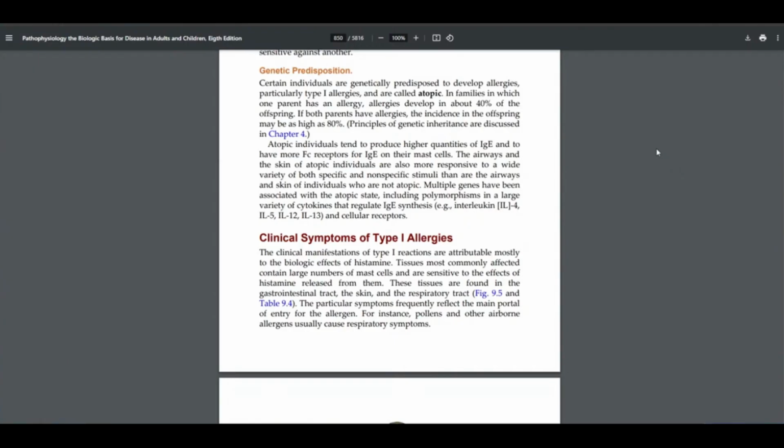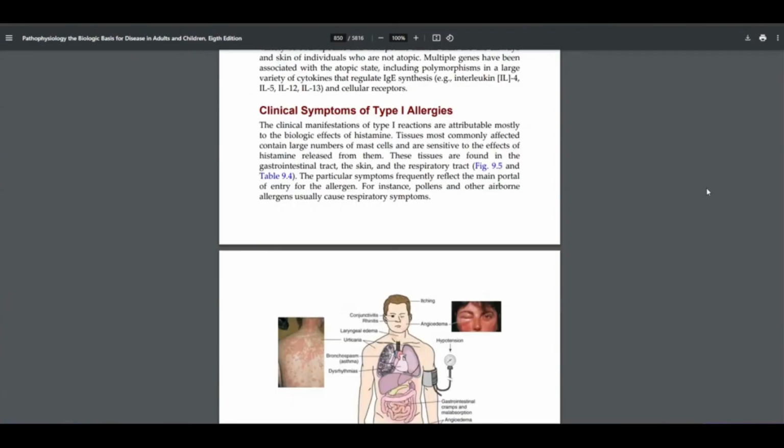Atopic individuals tend to produce higher quantities of IgE and to have more Fc receptors for IgE on their mast cells. The airways and the skin of atopic individuals are also more responsive to a wide variety of both specific and non-specific stimuli than are the airways and skin of individuals who are not atopic. Multiple genes have been associated with the atopic state, including polymorphisms in a large variety of cytokines that regulate IgE synthesis, such as interleukin 4, 5, 12, and 13, and cellular receptors.